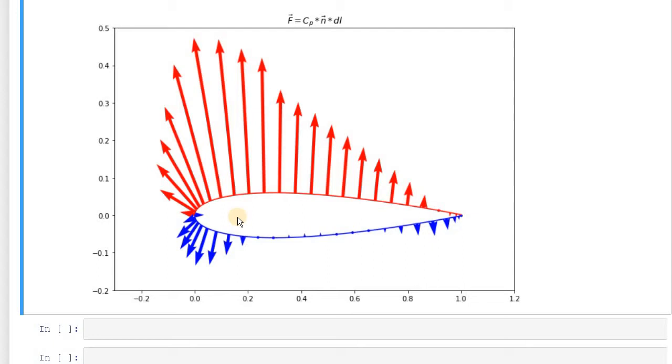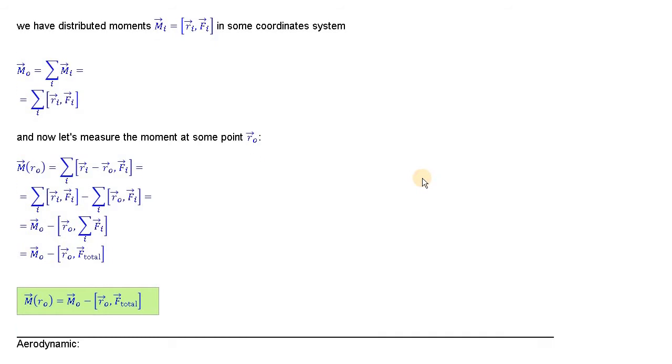So now let's assume this moment is known about some particular point, let's say a quarter of the chord from the tip of the airfoil. And now the task is to find the moment at any given location of this two-dimensional space. So how do we find the moment at that point? Actually it's very simple, because the moment is a linear function with respect to the radius vector. So let's go to those equations.